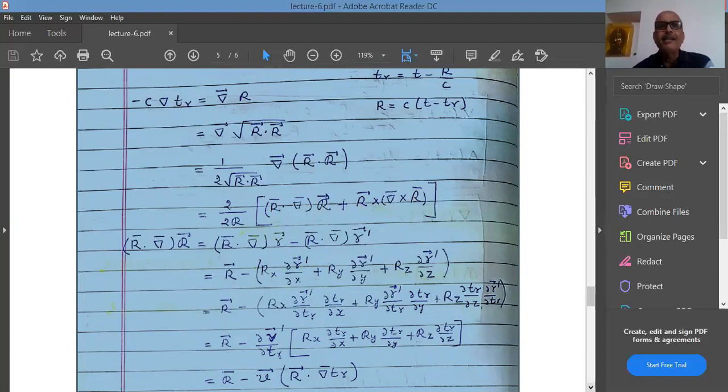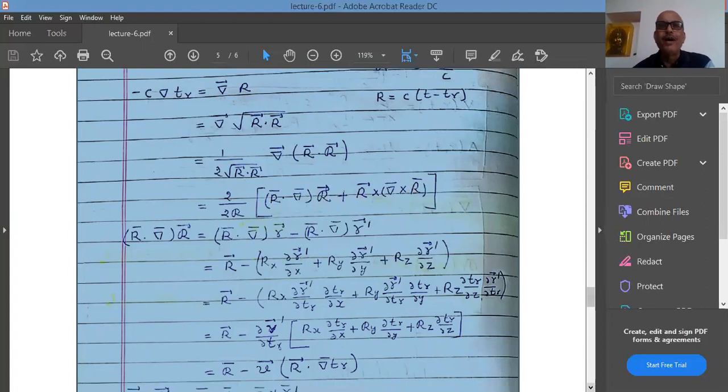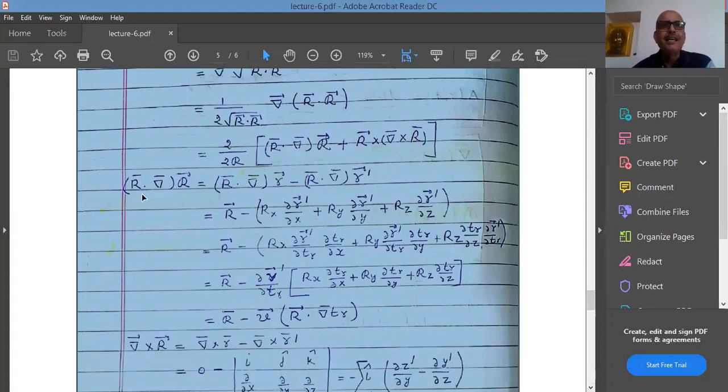Let us now calculate the values one by one. So R dot del, see now here, I am calculating the value of R dot del R. So this is now vector R, which is small r vector minus small r dash vector. So I write R dot del as it is. So it is R dot del, then vector r minus R dot del into r dash. This R dot del into R I have written as capital R vector, but please calculate it.